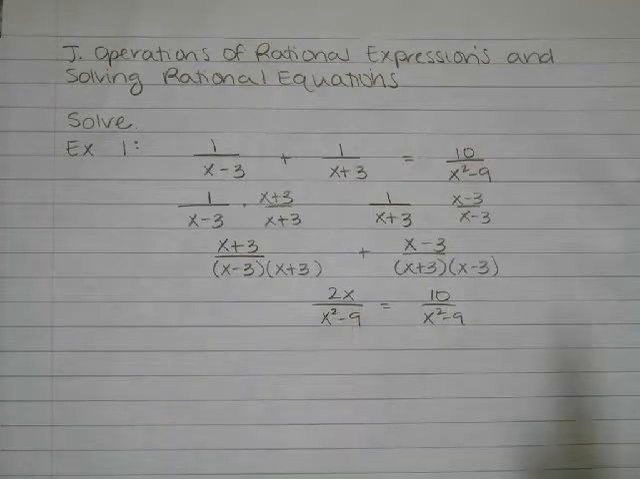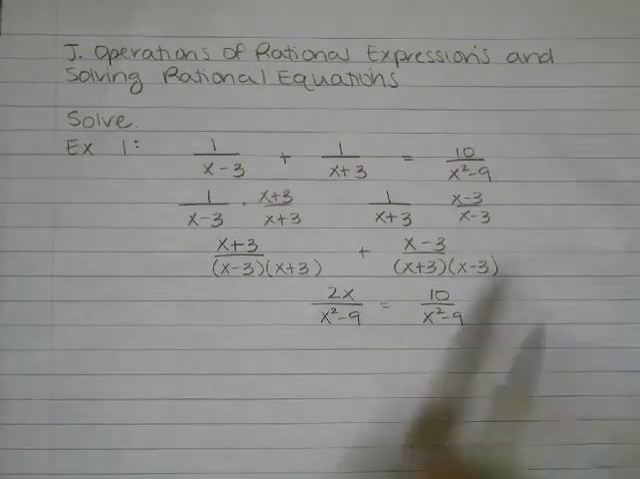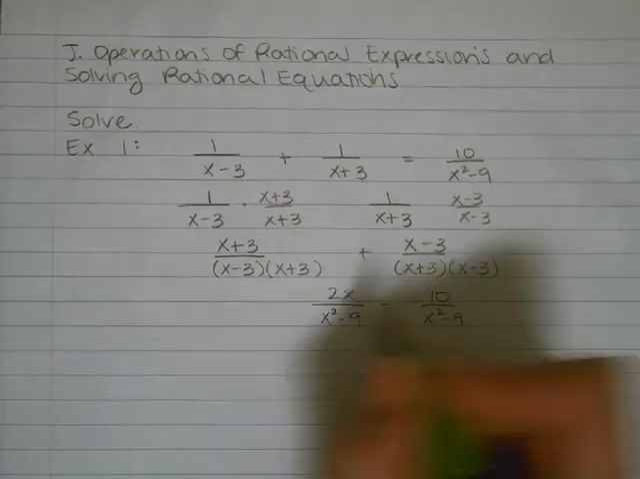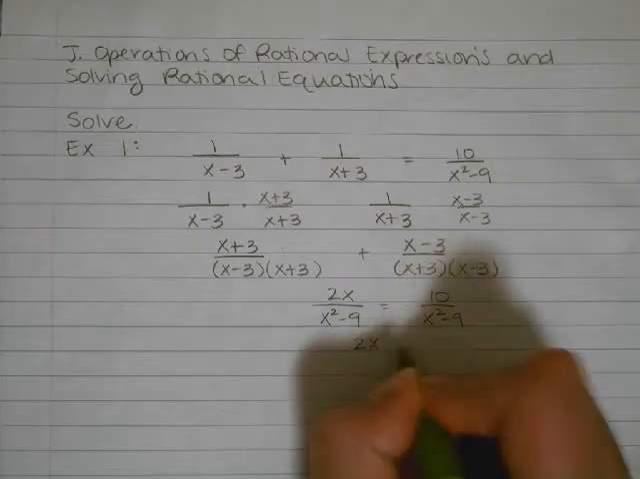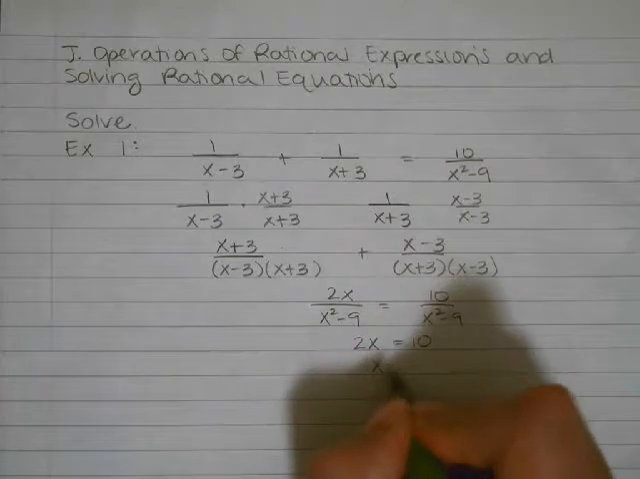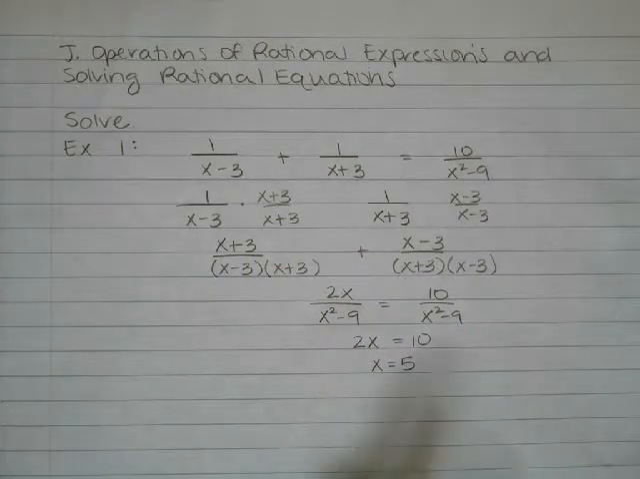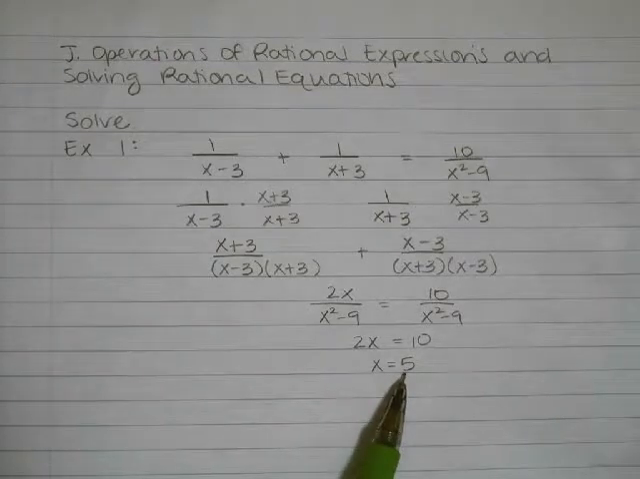Okay, so that's one approach you can take when you're solving a rational equation: have the left side and the right side have a common denominator. At the point where you have a common denominator on both sides, you can kind of ignore that you have a denominator. So you could just say 2x equals 10, solve for x, divide by 2, and x equals 5.